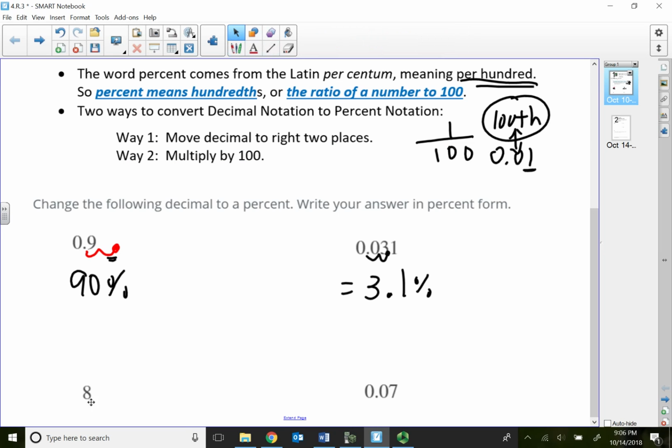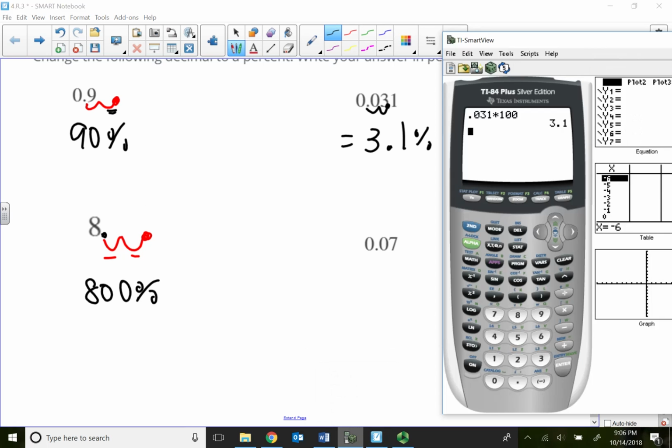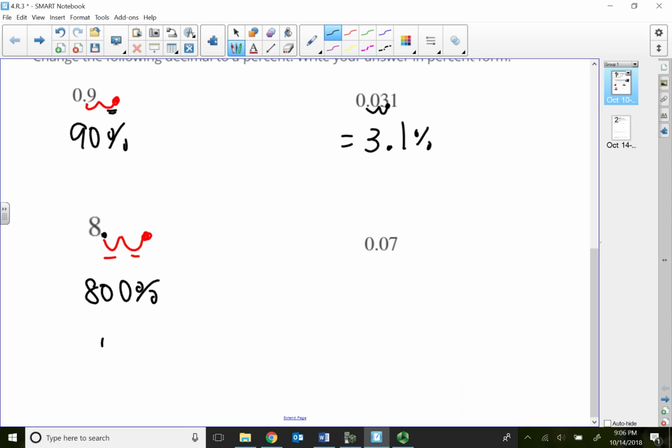For this number 8, a lot of students say 8 is not a decimal number. Well, the decimal is actually behind the 8. So if I want to convert my 8 to a percent, I move to the right 2 places, which gives me 2 empty slots to put my 0s in. So 8 actually means 800%. If I take 8 times 100, that is 800%, because 100% is equivalent to the whole number 1. So any whole number bigger than 1 is over 100%. That's why 8 means 800%.